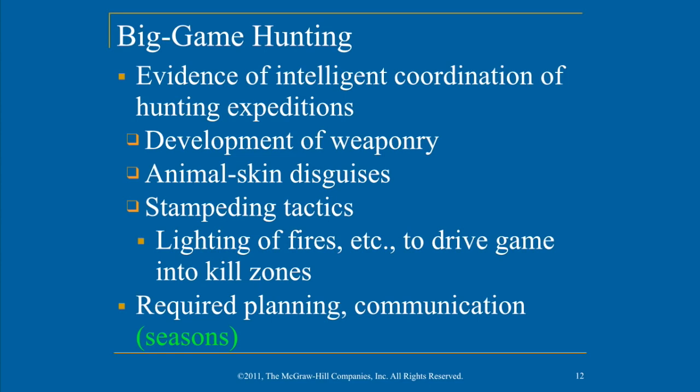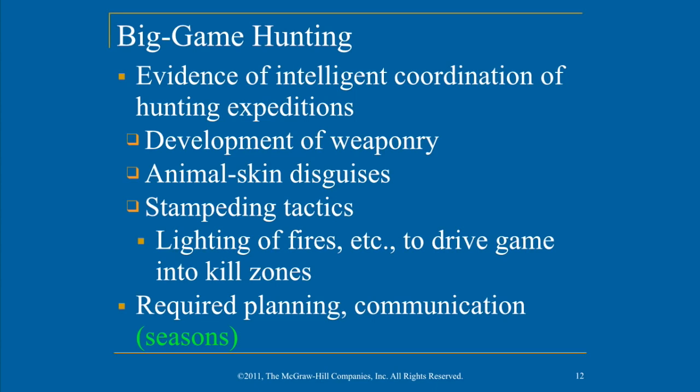throw. They developed animal skin disguises, and if you think about it today, there are hunters in the woods that wear, for example, camouflage or put leaves all over themselves so the deer don't see them. Well, back then they would just dress up as like deer skin, for example. We'll show a picture in a minute of being able to sneak up on deer and fire bows and arrows at them. They also used stampeding tactics.